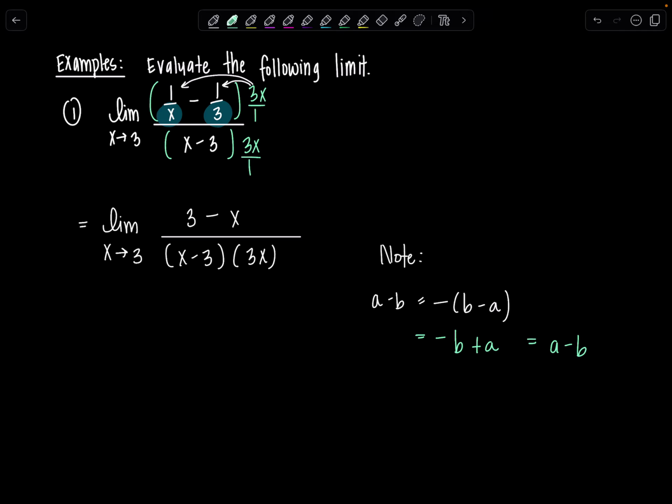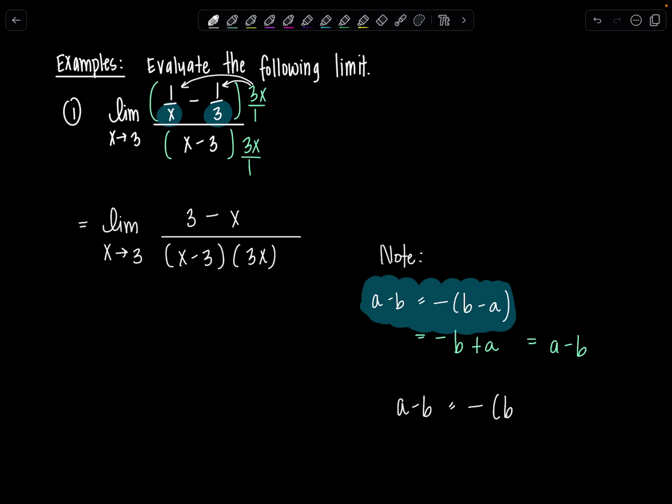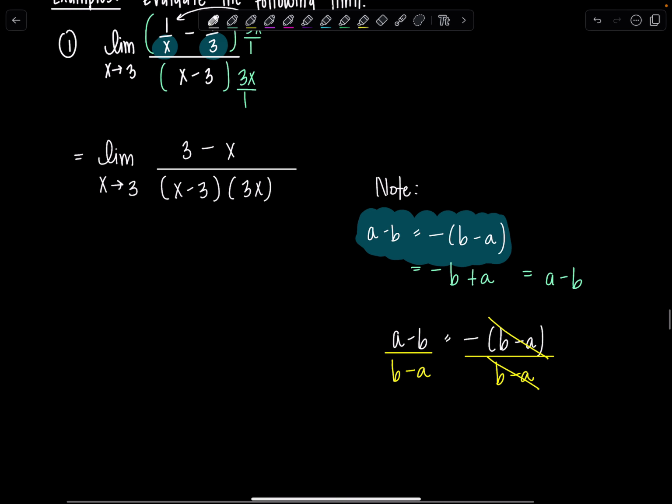If you think about it with numbers, it makes perfect sense. 5 minus 2, positive 3. 2 minus 5, negative 3. When you switch the order of subtraction, the sign changes. Well, why am I making note of that? Well, look, if you have a minus b equals negative b minus a, and I divide both sides by b minus a, then this cancels, and then I have, that's right, -1 equals a minus b over b minus a.